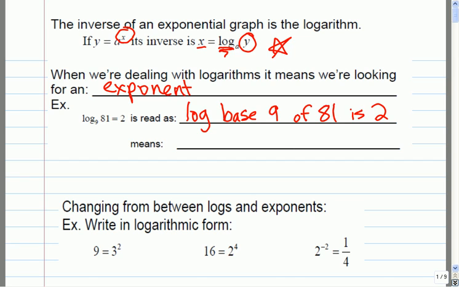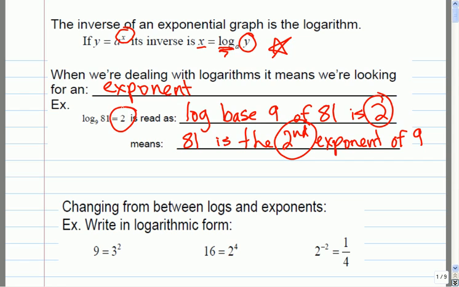Now that kind of sounds strange. So what does that mean? Well, that means that 81 is the second exponent of 9. And that was what I was looking for, because the logarithm says it equals 2. The logarithm is telling me the exponent, that's the connection between 9 and 81, is 2. 9 squared equals 81.